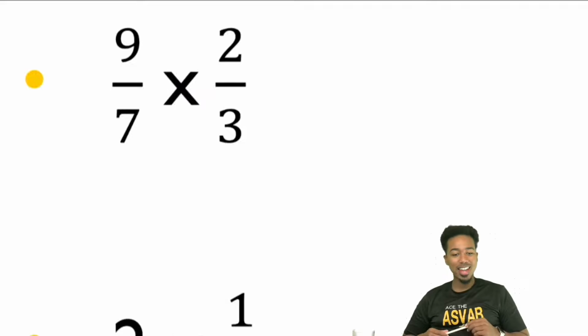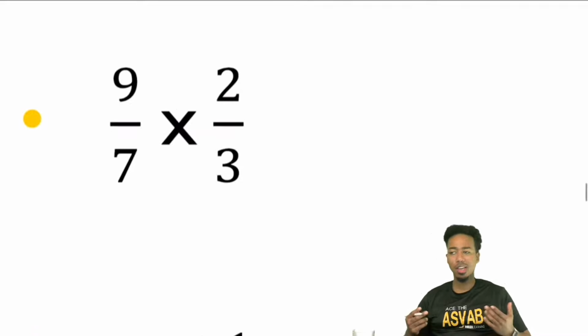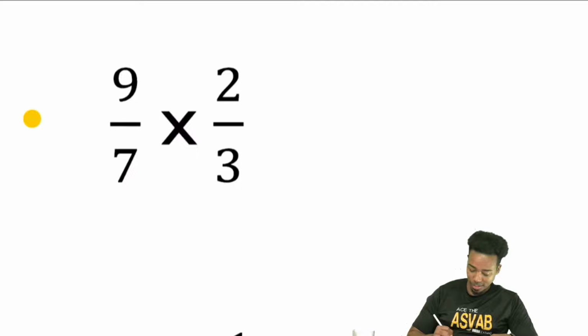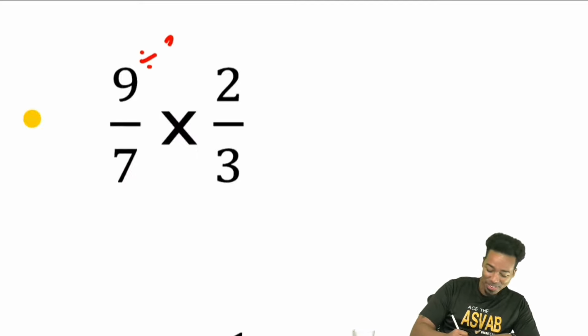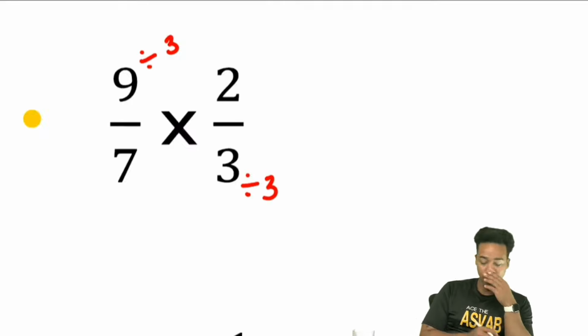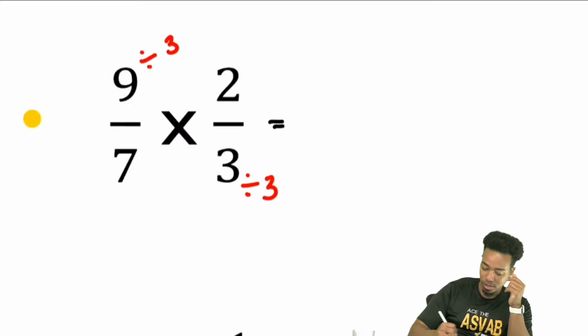So we have 9 over 7 times 2 over 3. Everyone, we take a look at this and we're saying, hey, 9 and 3. 9 on top, 3 on the bottom. We can definitely split that. So here, we have 9 divided by 3 and 3 divided by 3. And once we do that, this becomes a much simpler question. That'll be 3 up top, 1 on the bottom there.